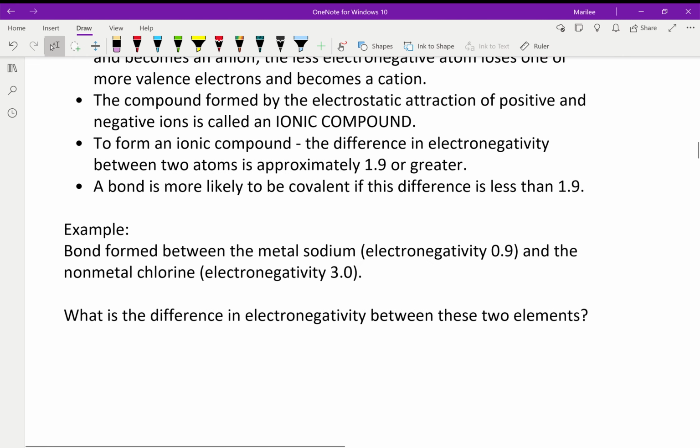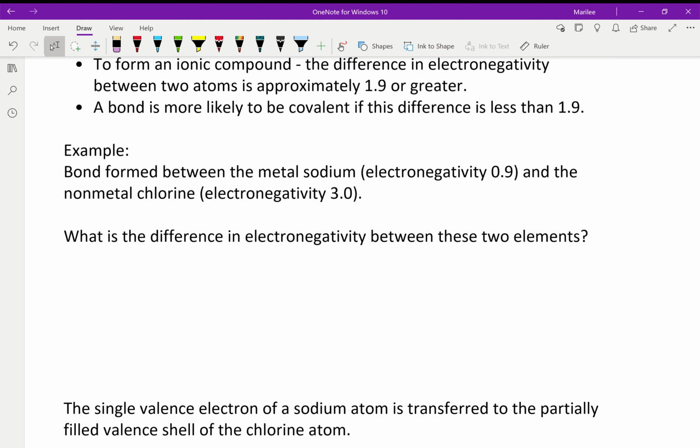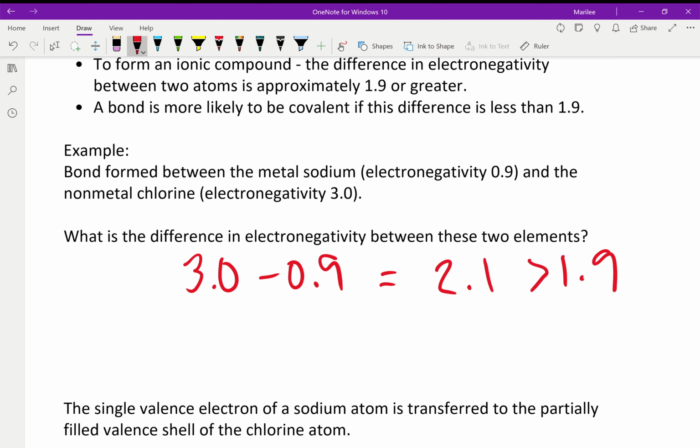So let's do an example now. It says here, a bond formed between the metal sodium, electronegativity of 0.9, and the nonmetal chlorine, electronegativity of 3.0. The question asks, what is the difference in electronegativity between these two elements? So we take the difference as 3.0 minus 0.9, and that is equal to 2.1, right? 2.1 is greater than 1.9, therefore it is an ionic compound.